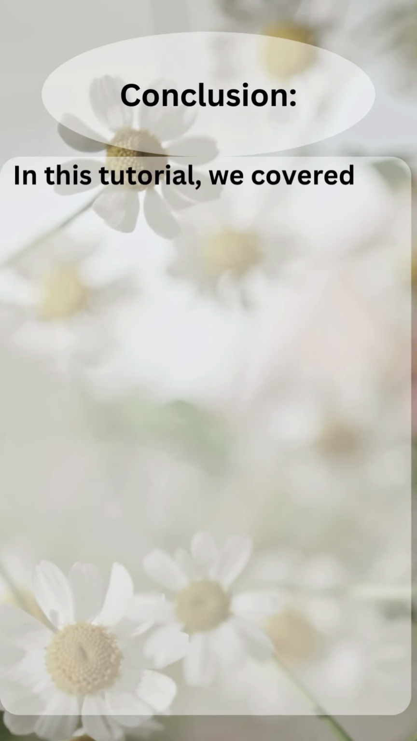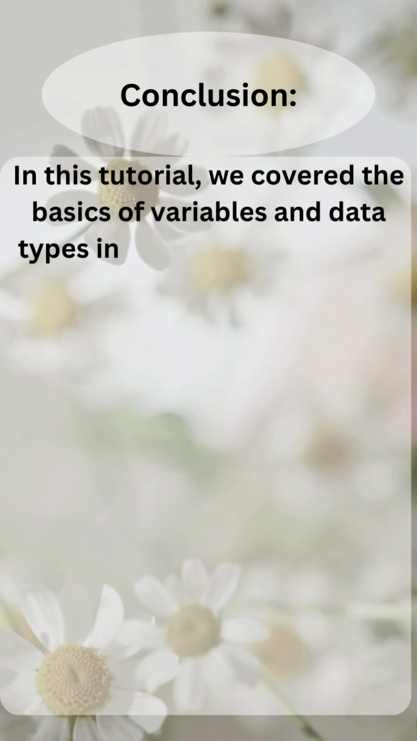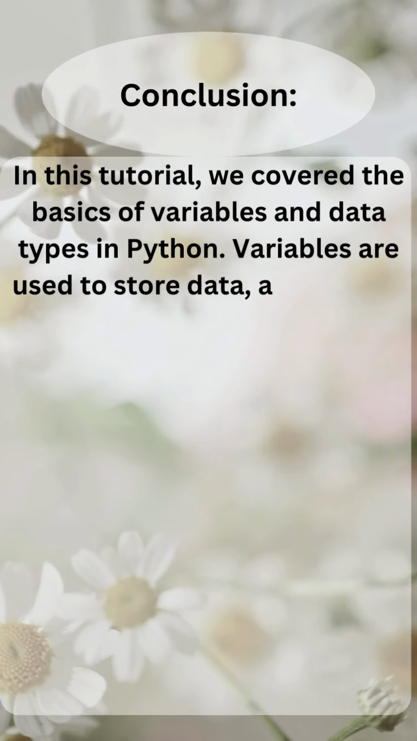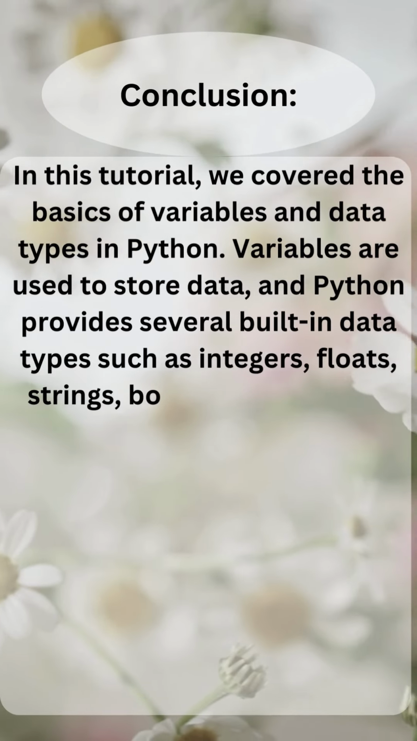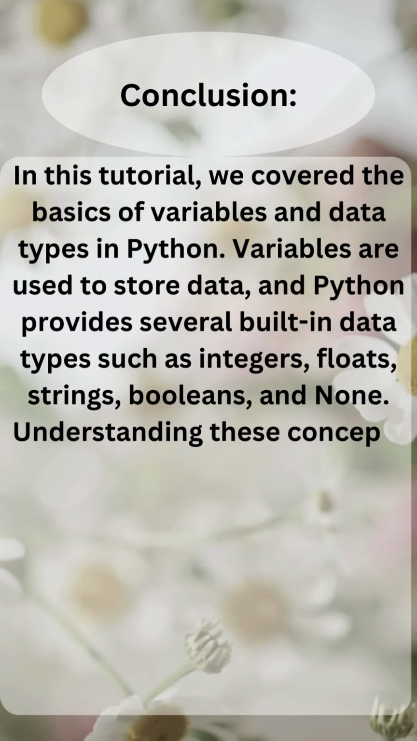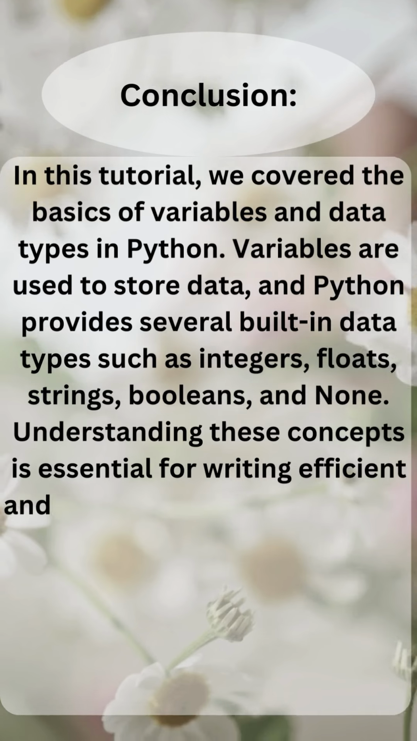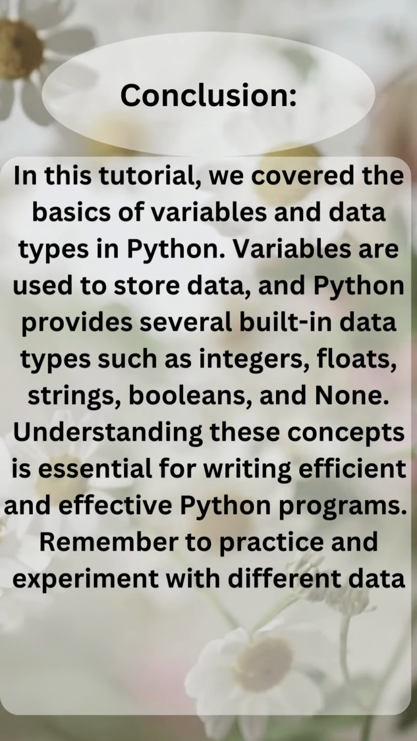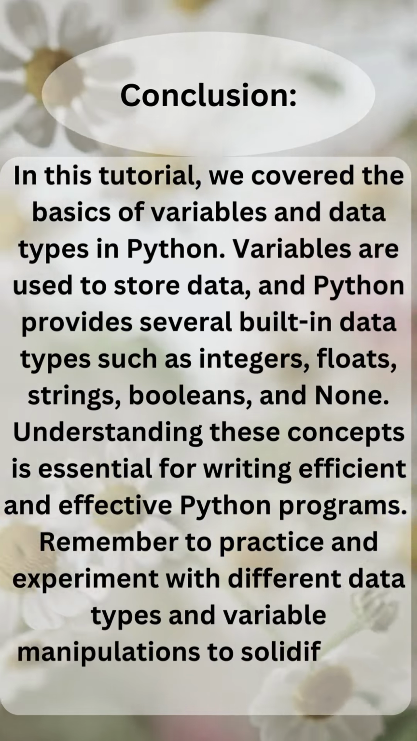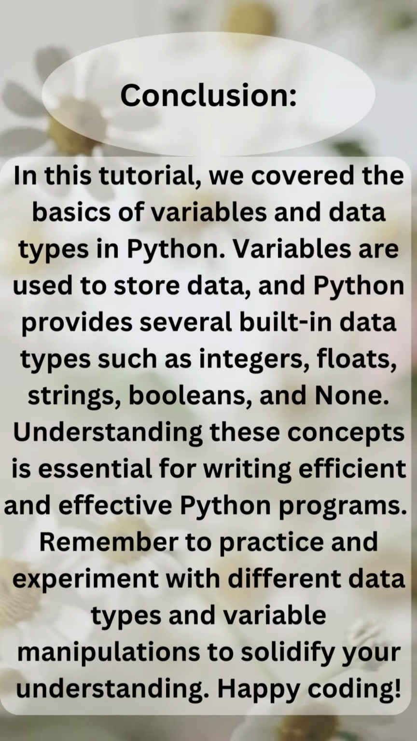Conclusion. In this tutorial, we covered the basics of variables and data types in Python. Variables are used to store data, and Python provides several built-in data types such as integers, floats, strings, booleans, and none. Understanding these concepts is essential for writing efficient and effective Python programs. Remember to practice and experiment with different data types and variable manipulations to solidify your understanding. Happy coding!